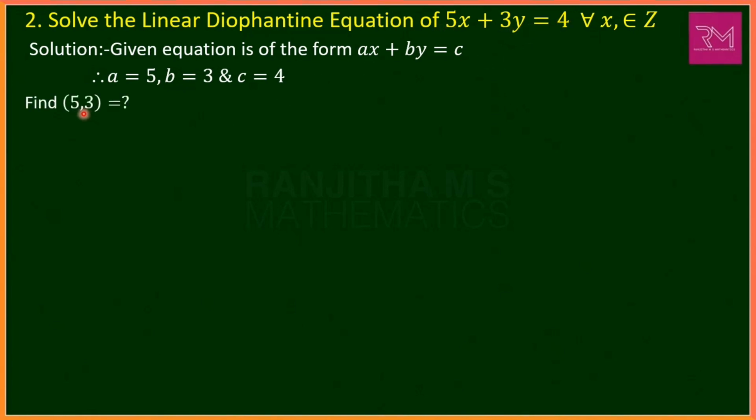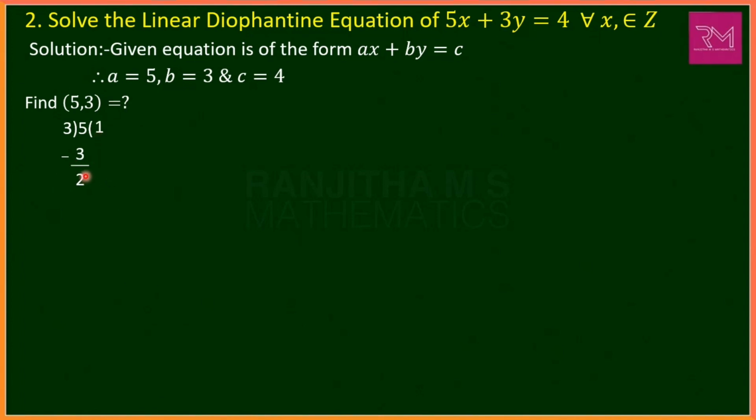Next, we have to find the GCD of A and B, that is, of 5 and 3. Here we divide 5 by 3, where 5 is the dividend and 3 is the divisor. We have to find the quotient. We know that 3 into 2 is 6, which is greater than 5, so consider the lesser value: 3 into 1 is 3. We subtract 3 from 5 and get 2, so 2 is the remainder. Here 5 is the dividend, 3 is the divisor, 1 is the quotient, and 2 is the remainder.